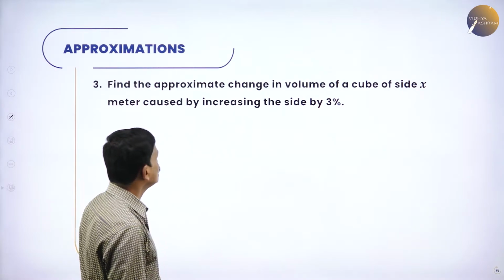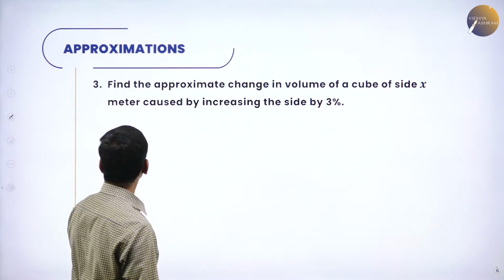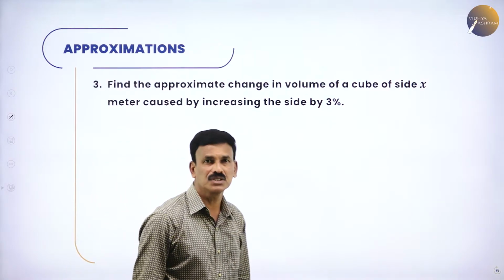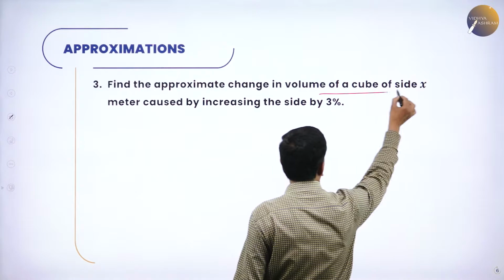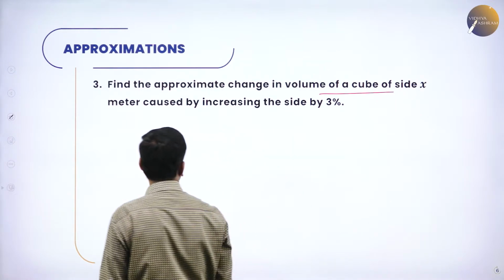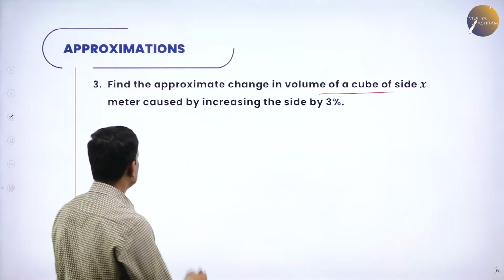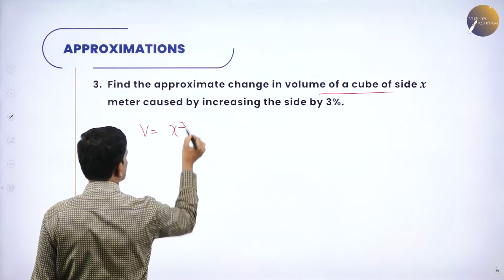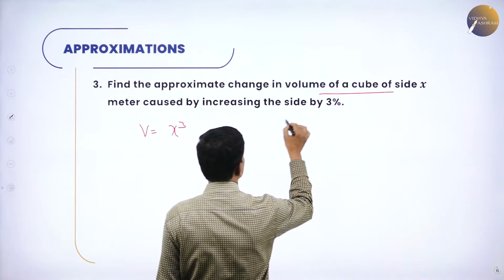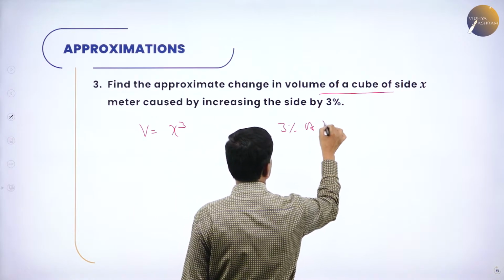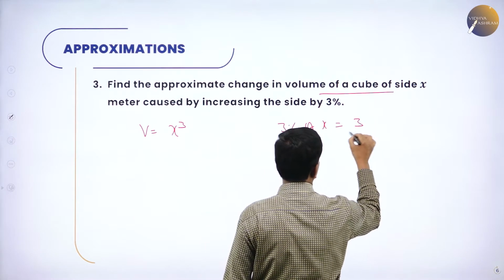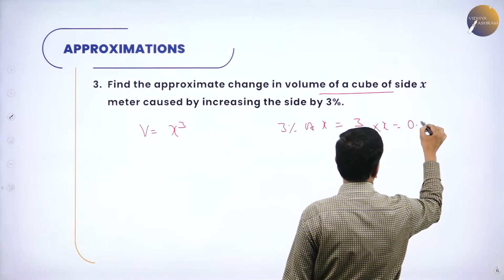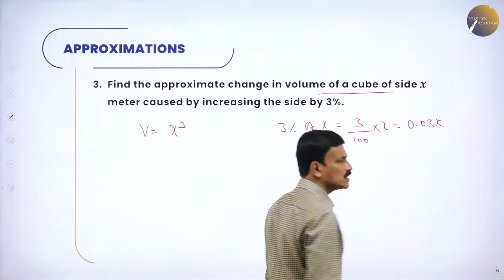Find the approximate change in volume of a cube of side x meter caused by the increase in the side by 3%. Volume of a cube of side x, so each side is x, caused by the increase by 3%. Now let the volume of the cube V be equal to x cube. Now what is given? Given 3% of x. 3% of x is equal to 3 by 100 into x. That is nothing but 0.03x. Okay, this is given.